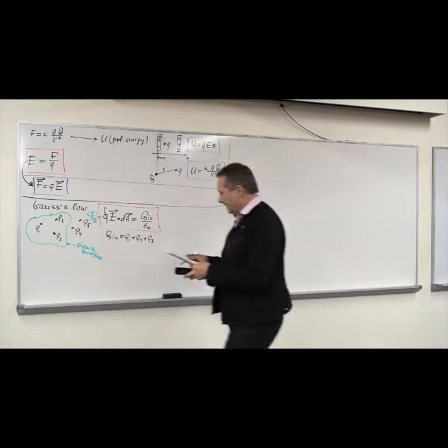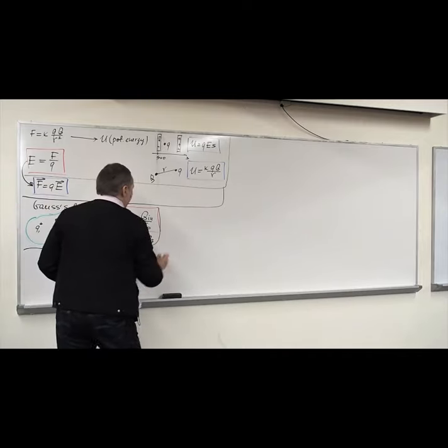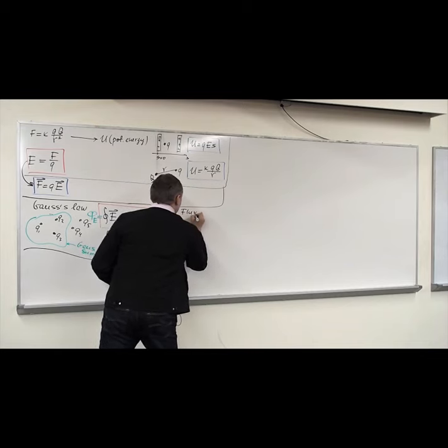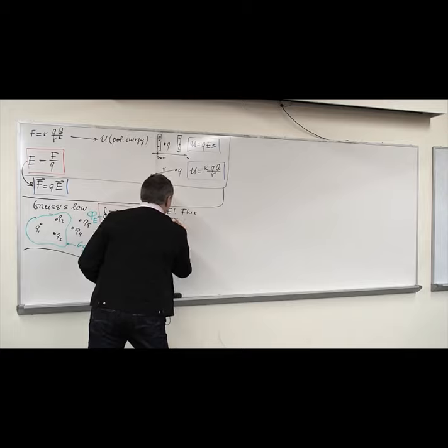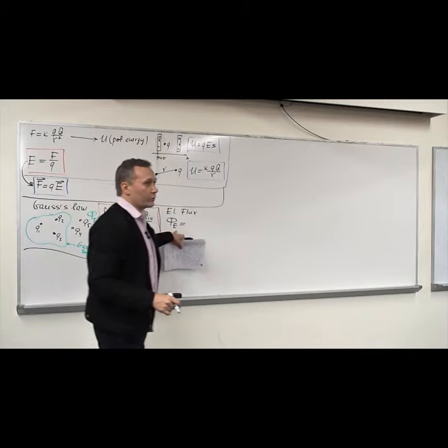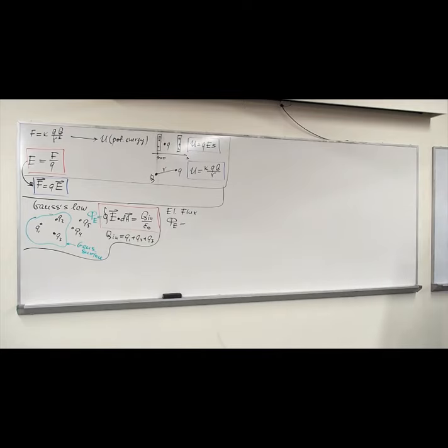Okay, so now let me separate it this way. And now let me also mention electric flux. Electric flux, so it's a phi sub E, because when we get to magnetism, of course, we're going to use here a letter phi, which stands for the magnetic flux.